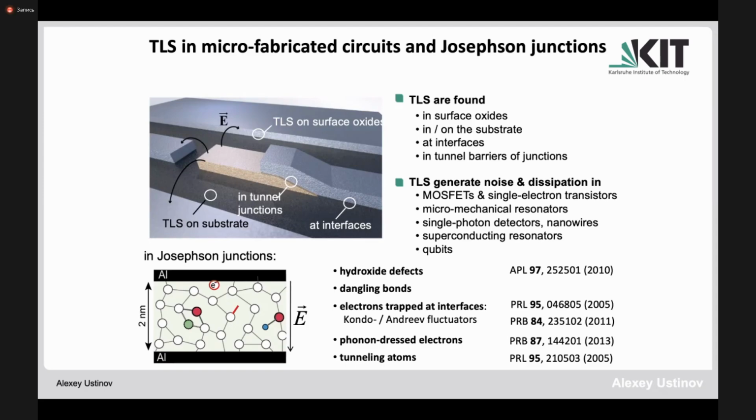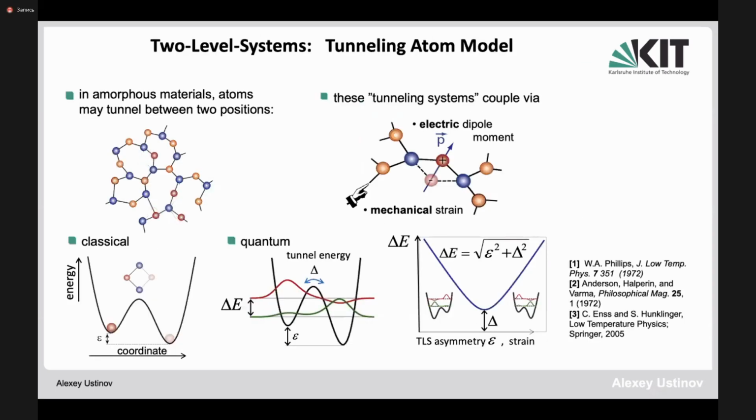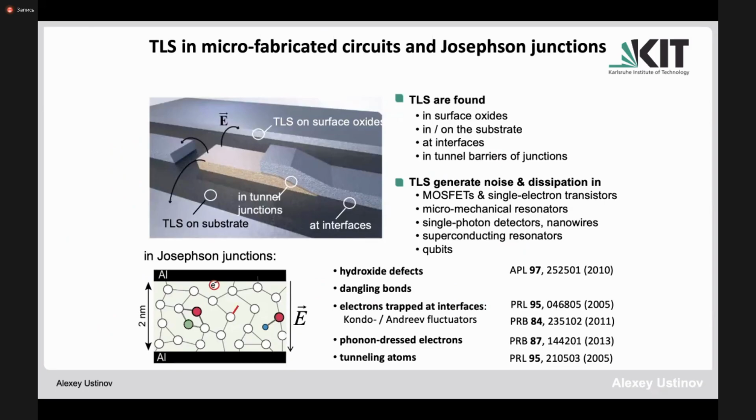So the energy of an atom sitting in a lattice, as you know, is in the range of electron volts. Now, what we are talking about here is an energy scale which is roughly 1,000,000 times smaller. So it's not the binding energy of an atom in a crystal, but a much smaller energy, which corresponds to the process of an atom tunneling between two neighboring locations. And these kinds of states have been speculated in the past to exist in glasses, but now they are investigated in many different situations, and they are found on surface oxides, on the substrate, at any kind of interfaces, and also in tunnel barriers of the junctions.